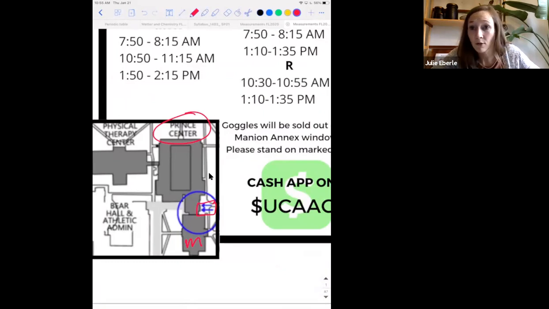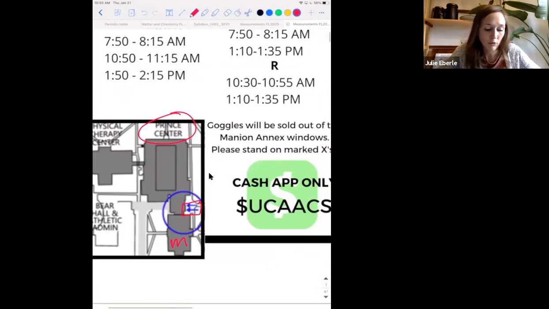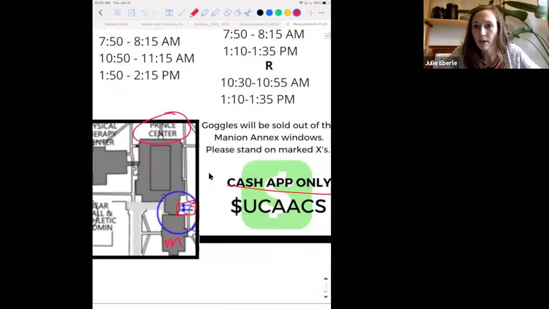So you can buy goggles there for $10. They only take Cash App though, okay? So you need to download that if you want to purchase them there. If you don't want to purchase goggles there, you can buy them at Lowe's. I had a student say they got some at Lowe's, and they were like $10 as well. So you can buy them there if you haven't purchased them. Sometimes online, like Amazon, things get backed up, so it may not arrive on time.